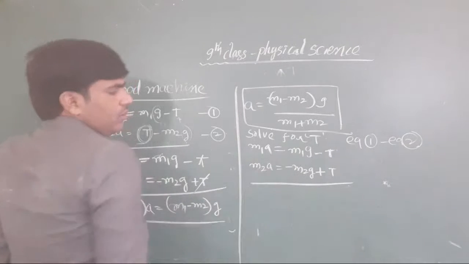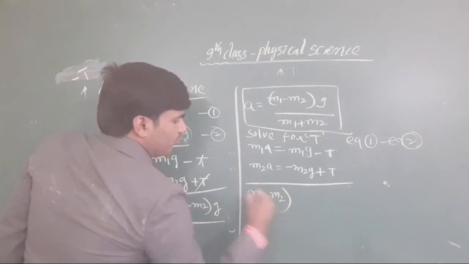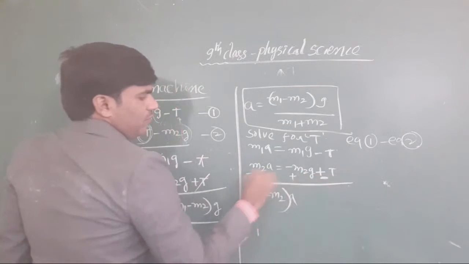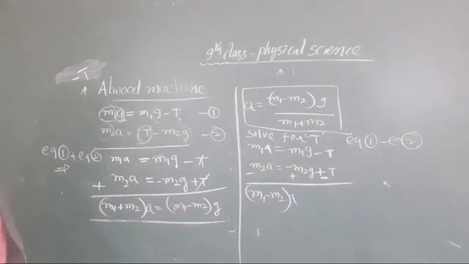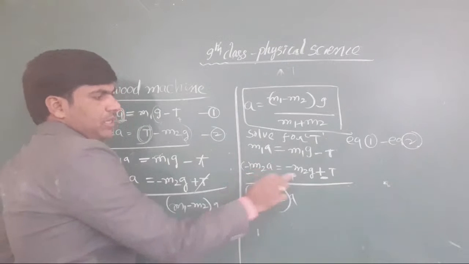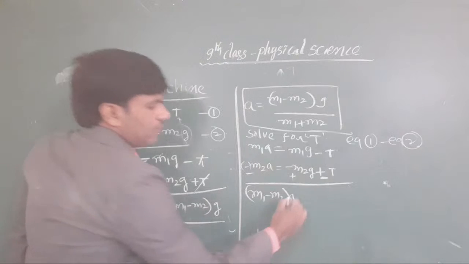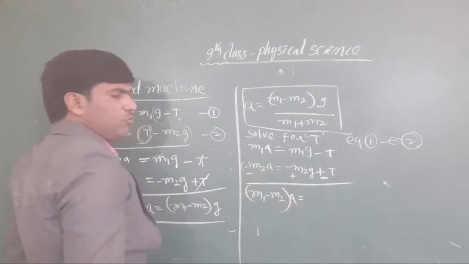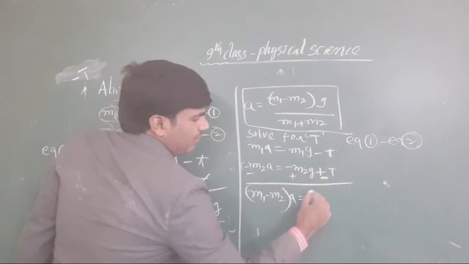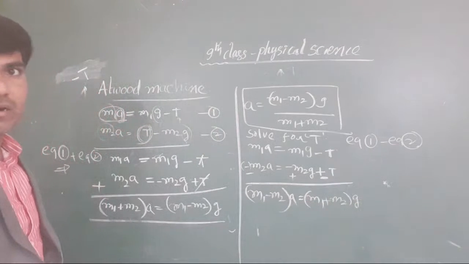Yes. Now what will it become actually? (m1 minus m2)a, it becomes plus. It becomes minus. You know very well, okay? Make a minus here totally: minus m2a, and minus of minus is plus here. And here we are taking (m1 minus m2) into a. And here g is the common, that's why (m1 plus m2) into g. Got it or not, all the students?